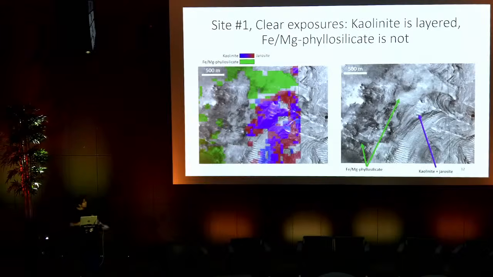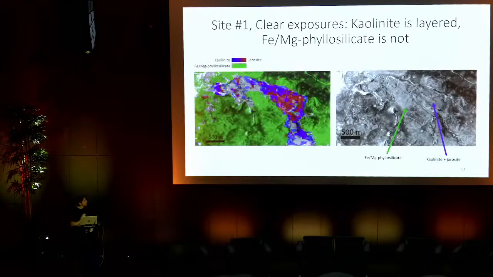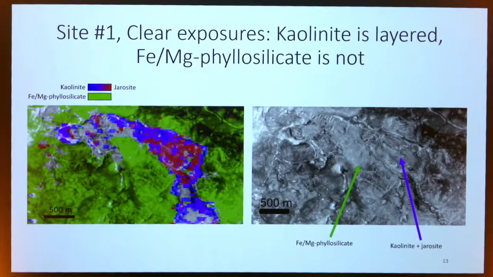And you can see that the kaolinite and jarosite are in these fine meter scale layers, and the iron magnesium phyllosilicate is not. It's in this unlayered knobby unit, and there's an unconformable contact between the minerals. And this is one of our areas where we have our best clay exposures in the region. Nearby in that same image, we have a shallow pit that's been filled in with, again, kaolinite and jarosite mixed in these meter scale layers, which is in stark contrast to the surrounding iron magnesium phyllosilicate that forms this unlayered knobby unit.